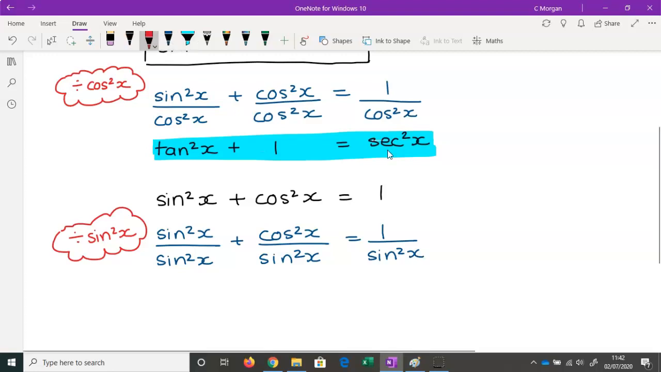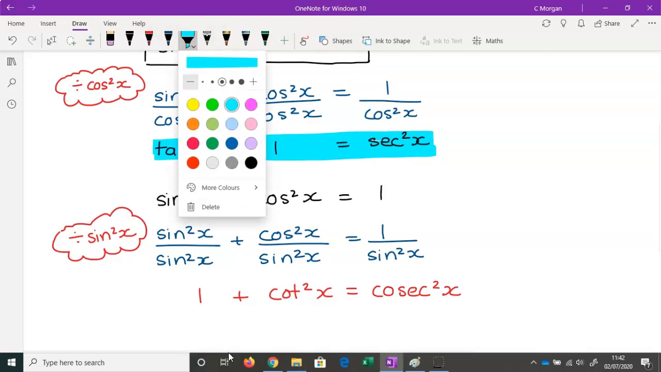Now in red, if we do that, sine squared x over sine squared x is just 1. Cos squared x over sine squared x is cot squared x. And 1 over sine squared x is cosec squared x, which gives me another identity that I need to learn.